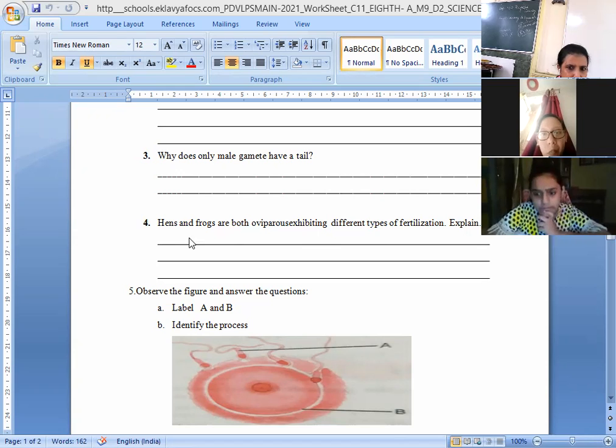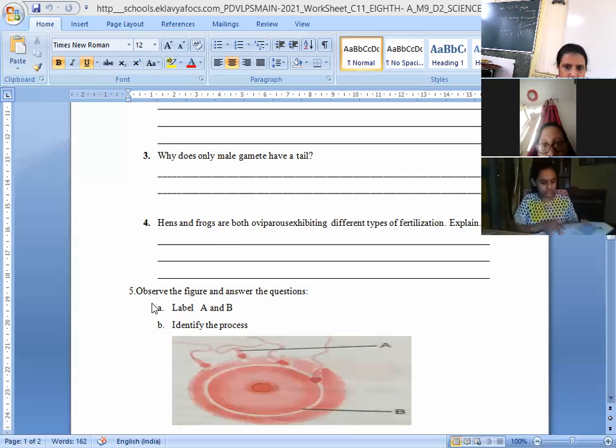Both lay eggs, but in case of a hen, the fertilization is internal. The egg is developed inside and then it is laid externally. But in case of a frog, it is different. Okay. Next, question number 5.